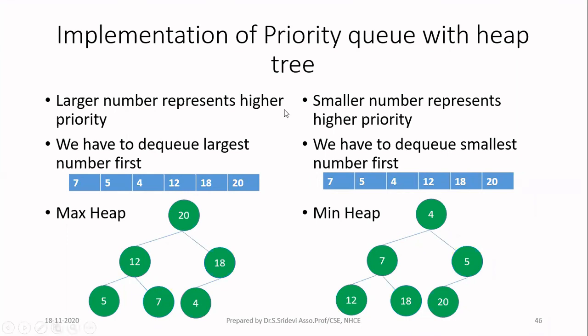For that reason, if you assume a larger number represents higher priority, you go for the max heap implementation. Because we have just seen in the deletion of the max heap that every time you delete the root node, the largest number will be deleted from the max heap. After the largest number is deleted, the next largest number will become the new root. So if you want to delete the second element, again delete that new root, so that you will be deleting the second largest number from your priority queue.